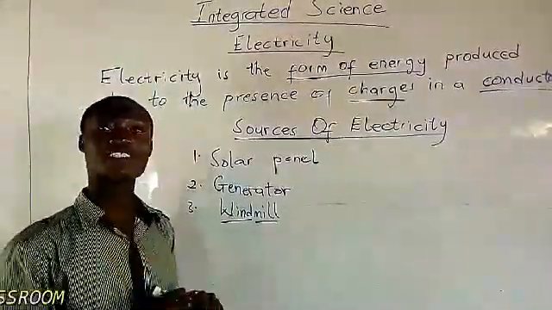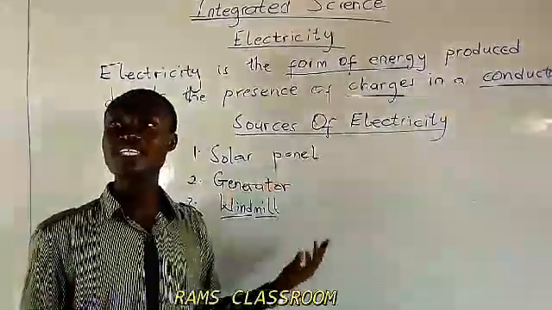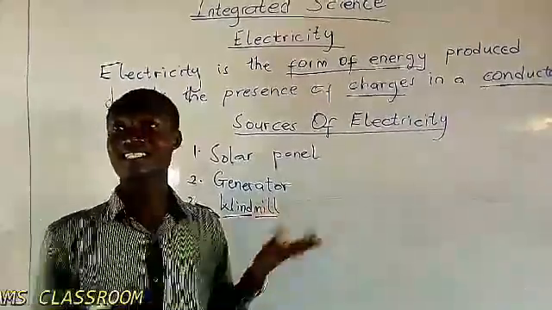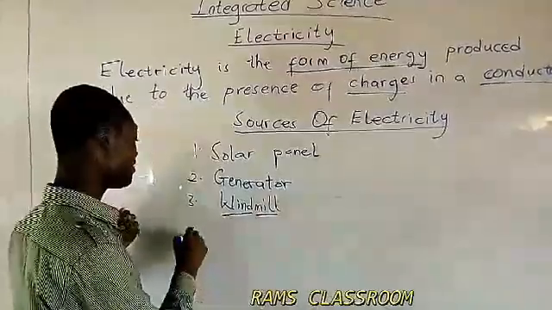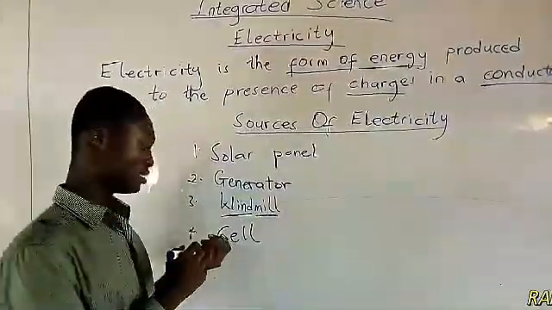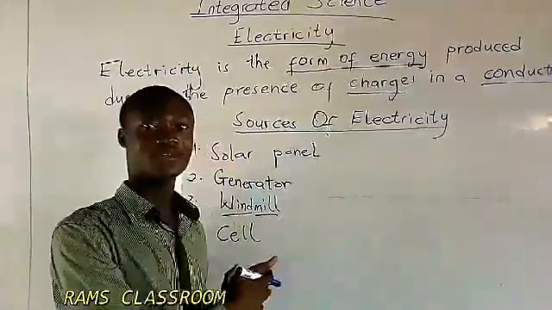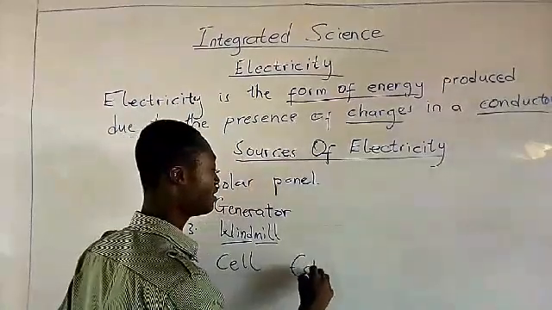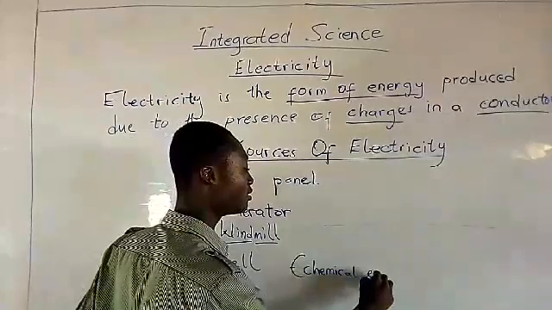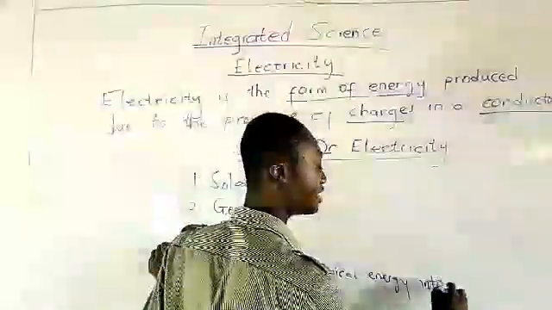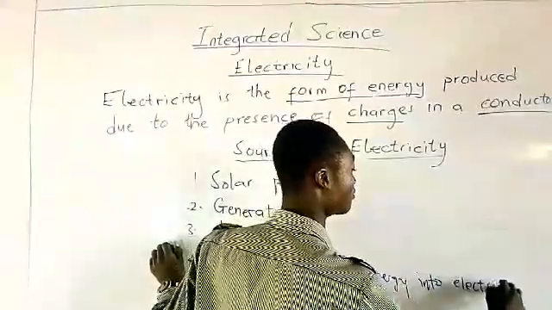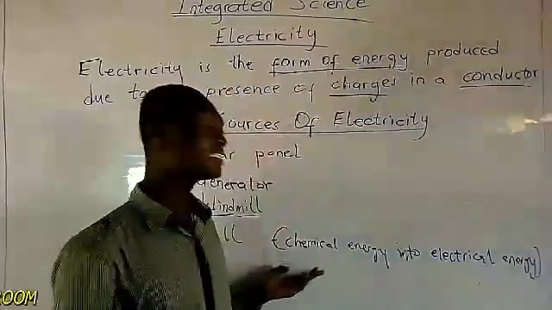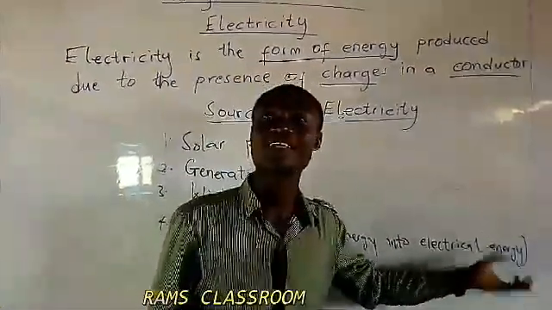Now let's look at the commonest source of electricity that we mostly use in our radio sets and other electrical gadgets like torches. That one is what we call the cell. Now when we talk of a cell, a cell is a device, and this device converts chemical energy into electrical energy. A cell is a device that converts chemical energy into electrical energy.